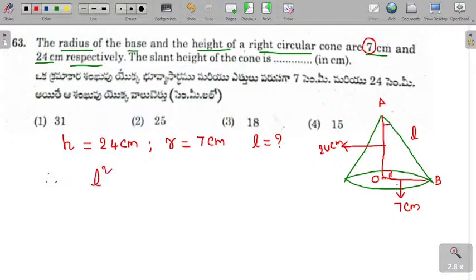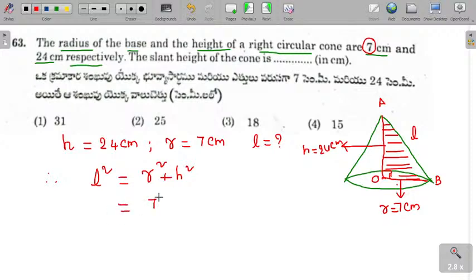This is actually a right angle triangle. In a right angle triangle, L is the hypotenuse. These two are the sides, the legs. So now we can write L square is equal to, this is the r value, this is the h value, r square plus h square. So now with the help of this formula, we can evaluate the L value.